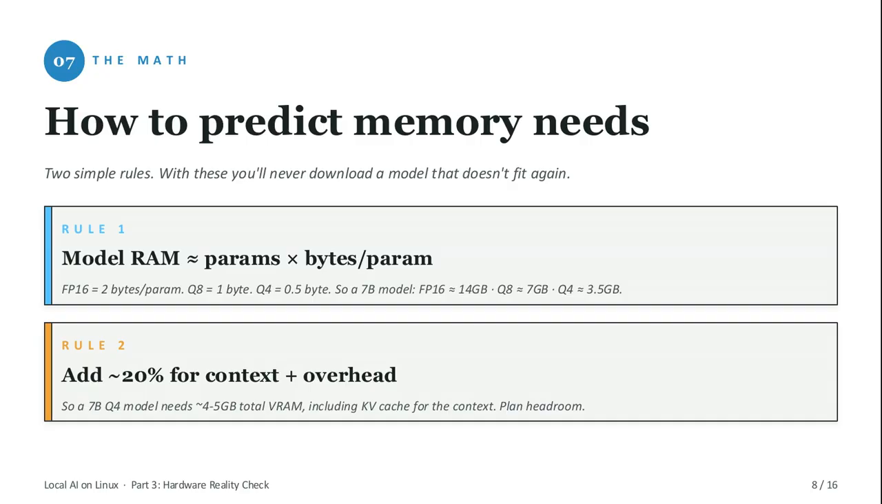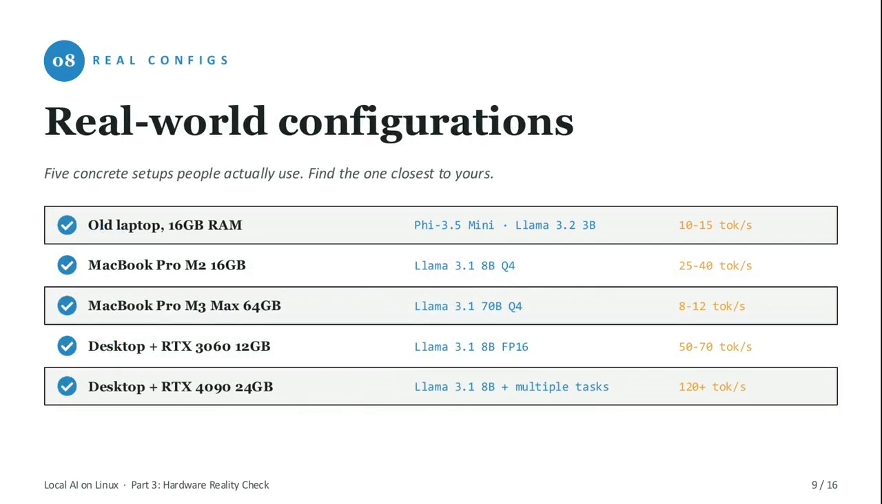Rule 2. Add about 20% for the KV cache and context overhead. That puts a 7B Q4 model at 4 to 5 gigs of VRAM. Plan the headroom and you'll stop downloading models that crash on load. So let's ground all that math in real setups.